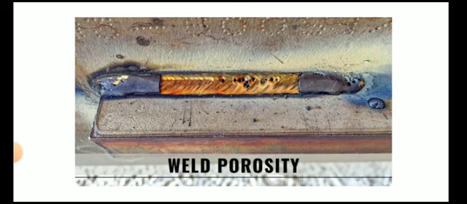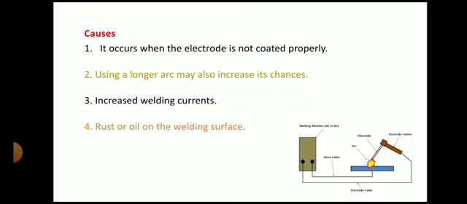Why is it happening? Because the gas bubbles get trapped inside the weld, and that is why there is a formation of pores, which is known as porosity. So what are the causes? It occurs when the electrode is not coated properly. So if you are using the shielded metal arc welding process, the electrode is coated with flux, and if it is not properly coated with the flux, then it is not able to provide proper shielding, and that is why the porosity may occur.